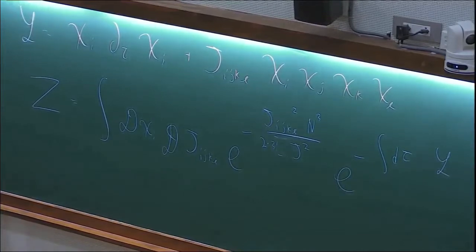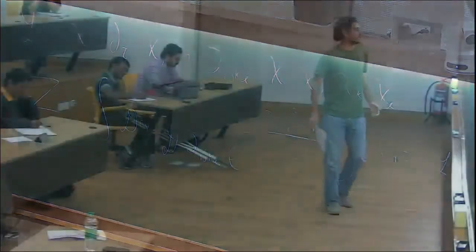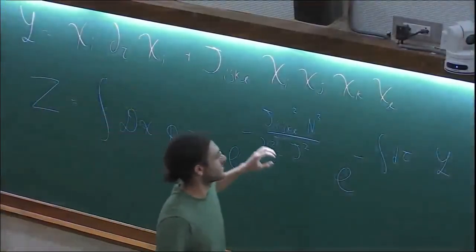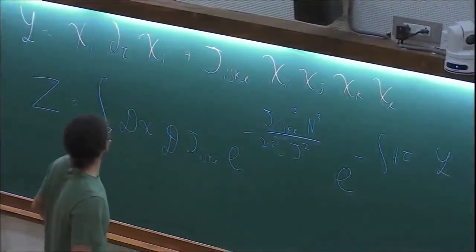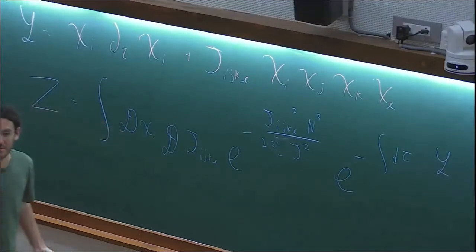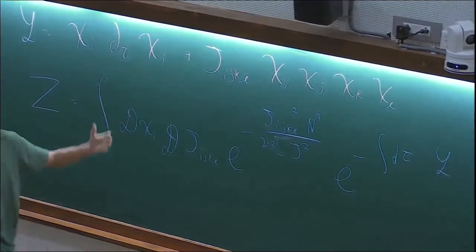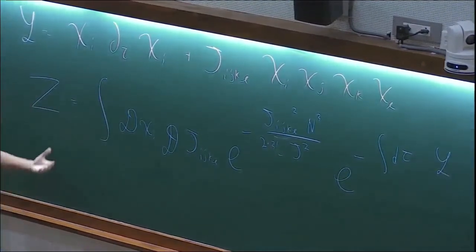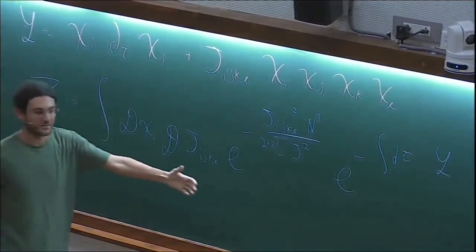Once we know how to compute the partition function, we could compute all correlation functions. So if you forget about the J, if J was just some set of numbers, then clearly we wouldn't know how to compute the partition function because it would just be some theory with quartic interactions. So we would have to evaluate integrals that we don't know how to evaluate.